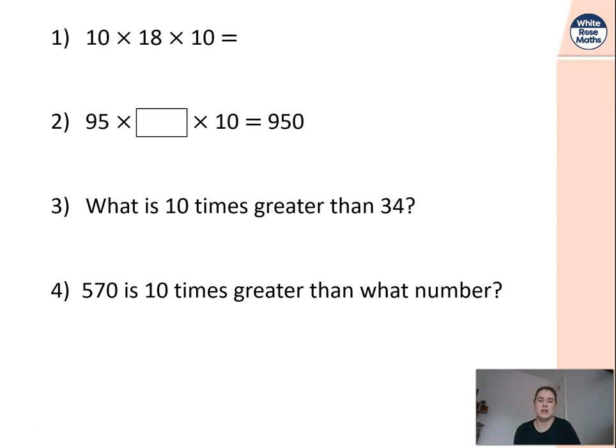Okay, let's go through some of these answers. So, number 1. We know that we can move this number sentence around, so we can do it as 10 times 10. So 10 times 10 is 100, and then 100 times 18 is 1,800.